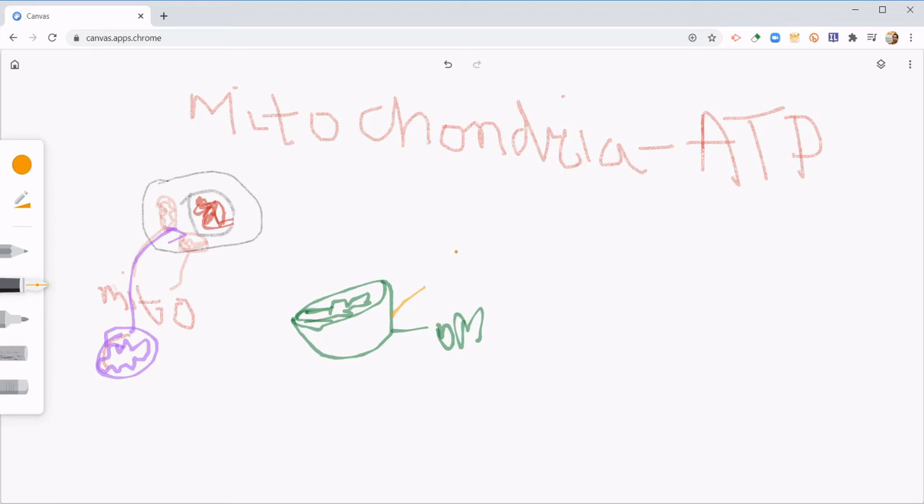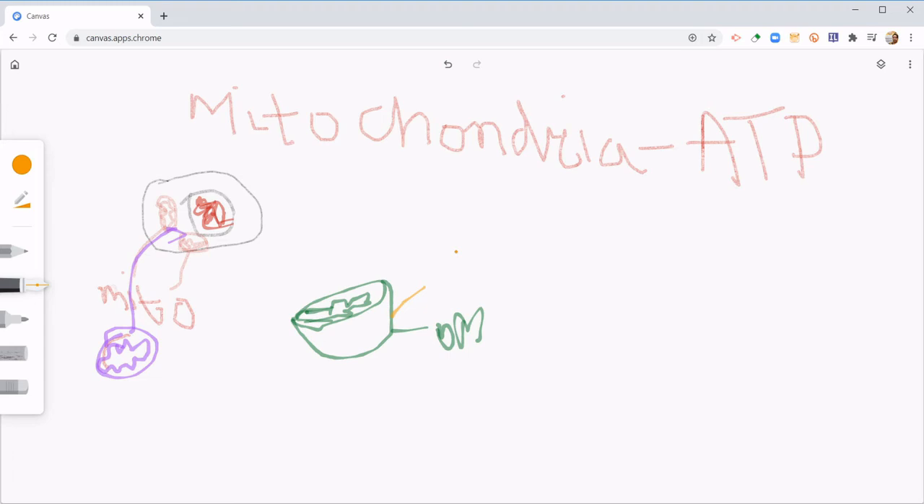Now this outer membrane has certain other proteins in it. So let's see what the proteins are. These are called the porins. So let me write, this is porin. Now what is this porin? The porins are the tunnel proteins that form holes for the entry of certain substances.